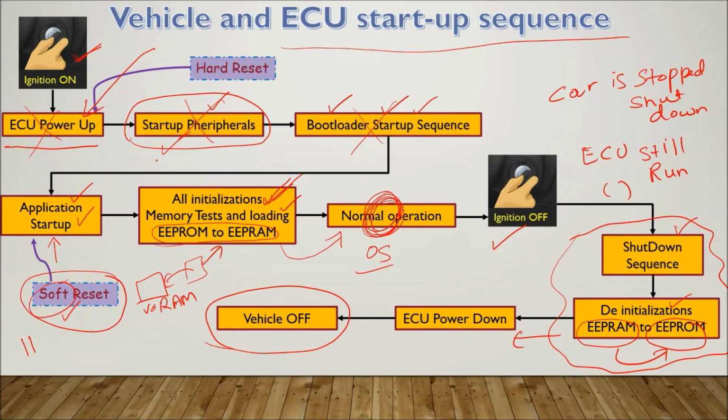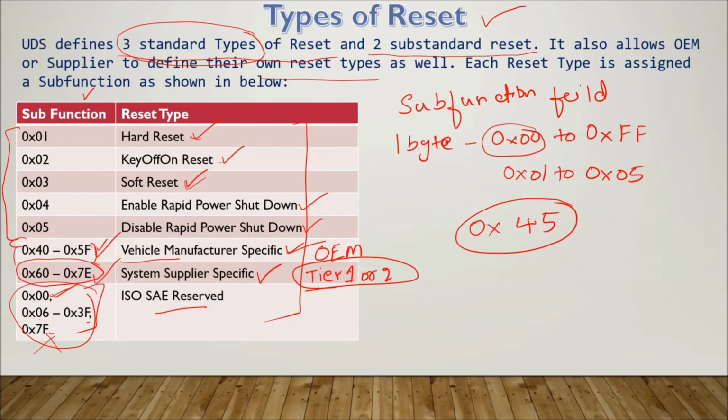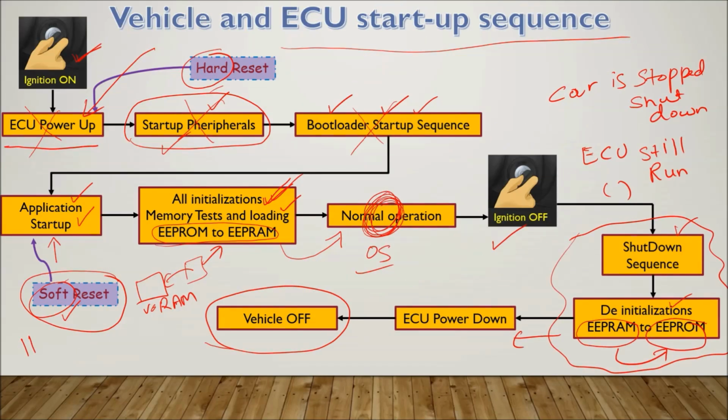Even the complete hardware will be reset by the hard reset. That's why this is termed as a hard reset. Now when you talk about the other reset, which is the key off on reset, it is less complicated than hard reset but more complicated than soft reset.